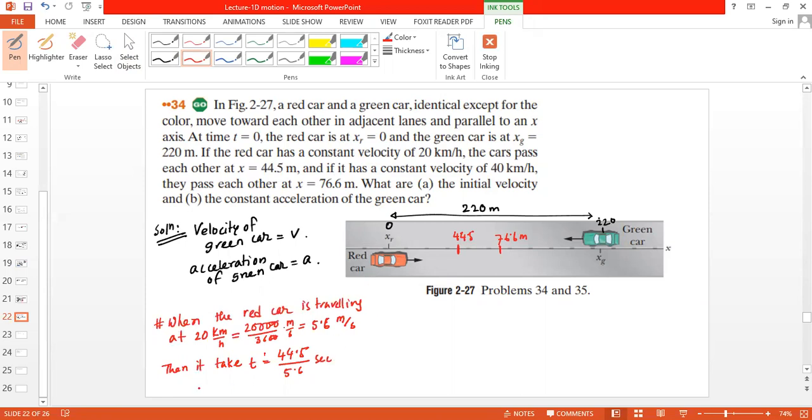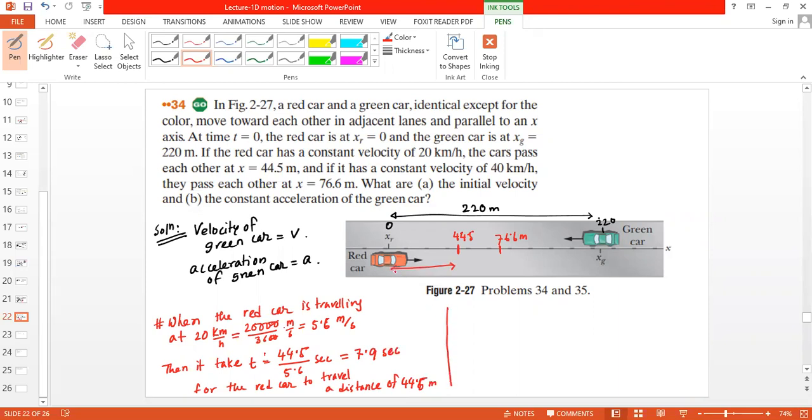for the red car to travel a distance of 44.5 meters. Right? Is it clear? So 44.5 by 5.6 is what? 7.9 seconds. That means in 7.9 seconds, the red car is traveling how far?